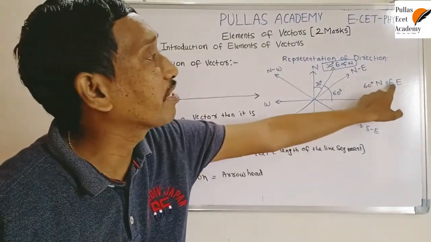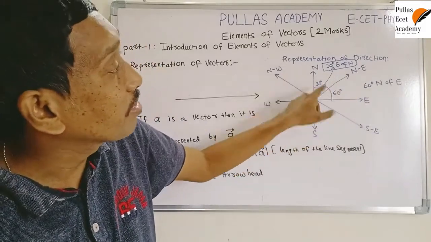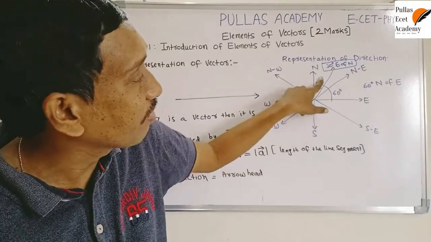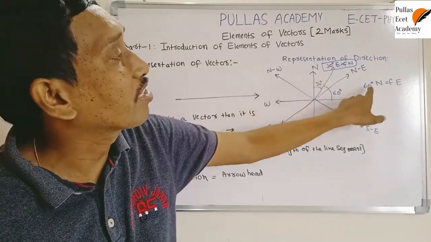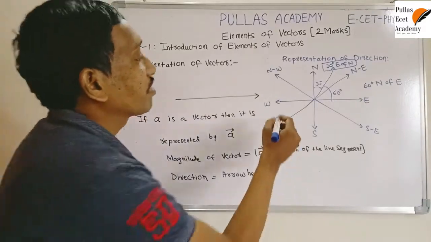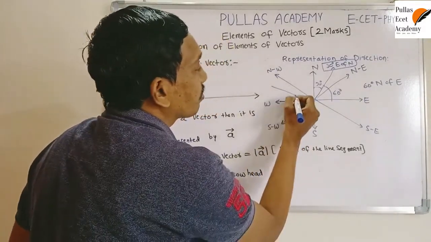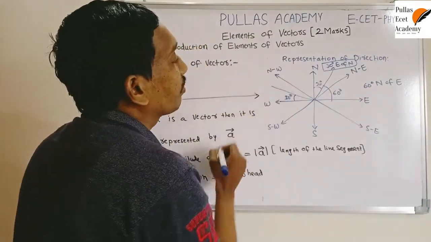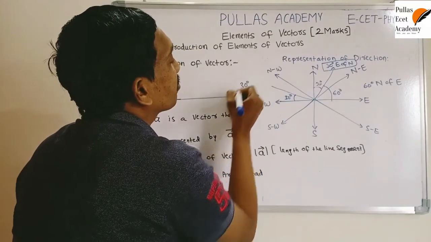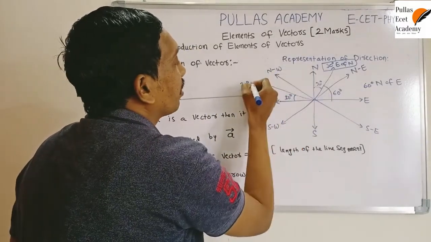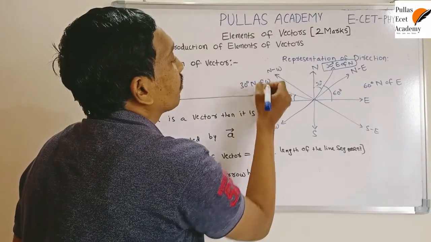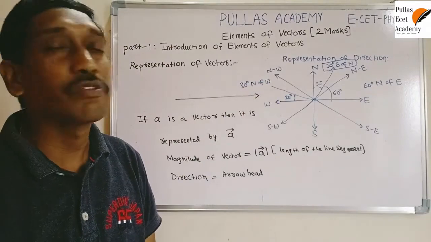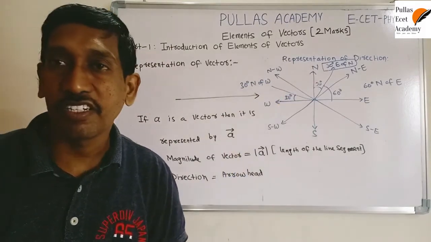This is a representation of direction. What is the direction of this vector here? 60 degrees north of east. Since this angle is not given here, we call it 60 degrees north of east. Otherwise, given another vector, suppose it makes 30 degrees with the west direction. Then we call it 30 degrees north of west. With respect to the west, it makes 30 degrees north of west. In this way we have to understand. This is called the representation of direction.